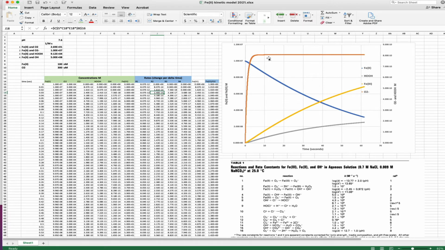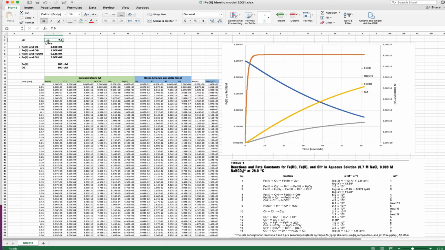So the orange line here is the superoxide concentration, and the gray line is the hydrogen peroxide concentration. It hasn't quite reached steady state in 60 seconds. It's getting there. All right, so that's the implementation. It's a simple finite difference implementation for a complex kinetic mechanism.